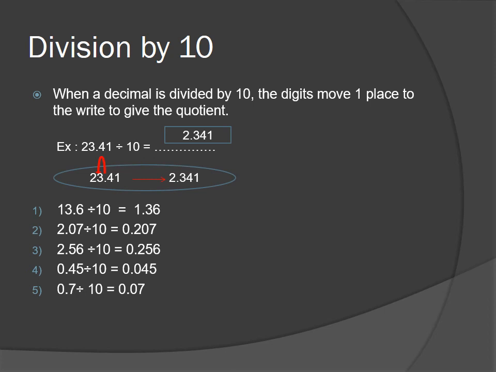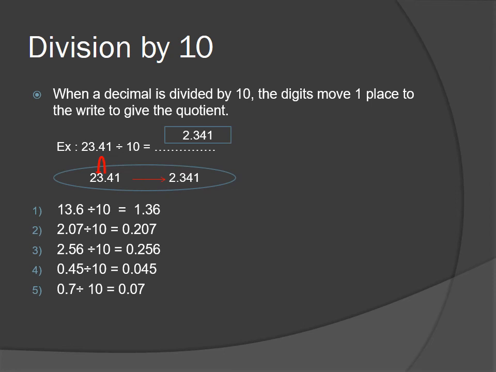First question, 13.6 if you divide by 10, you can get the answer as 1.36. 2.07 divided by 10 means you want to move that decimal point 1 place to the left. Then the answer is 0.207. 2.56 divided by 10 is 0.256. 0.45 divided by 10 is equal to 0.045.